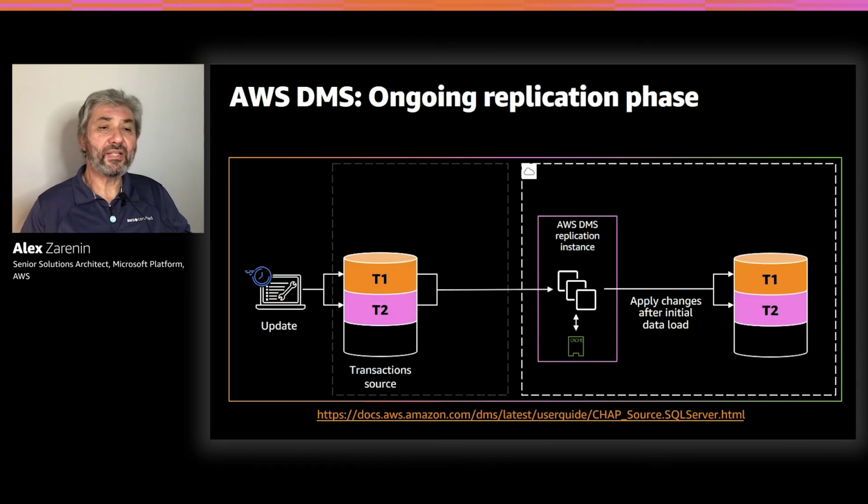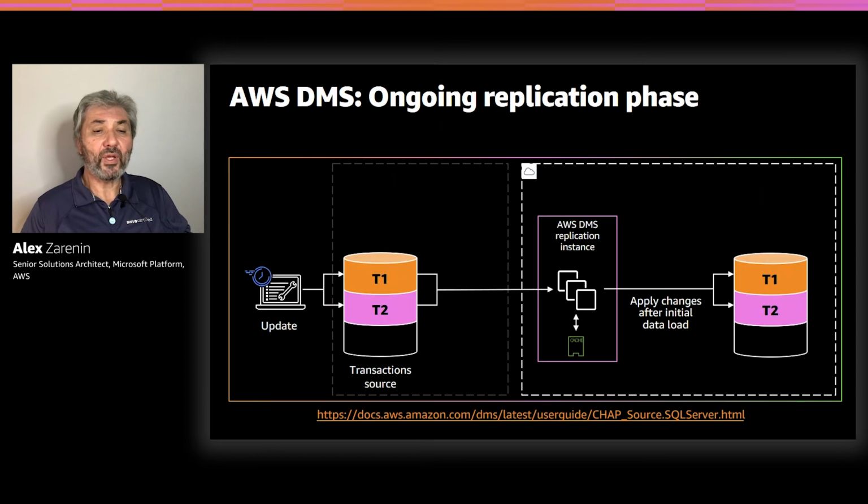After AWS DMS applies all cache changes at the end of initial data load, tables are transactionally consistent. At this point, AWS DMS moves to the ongoing replication phase, applying changes as transactions. For tables with primary keys, AWS DMS uses SQL Server replication to capture changes. Changes to tables without primary keys are captured using the SQL Server Change Data Capture feature.